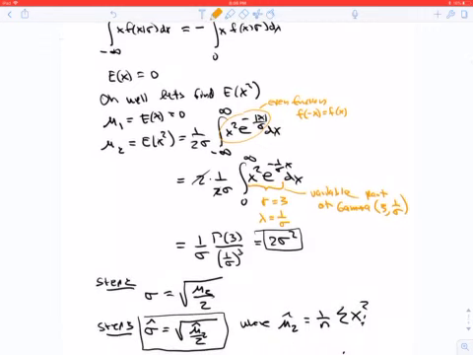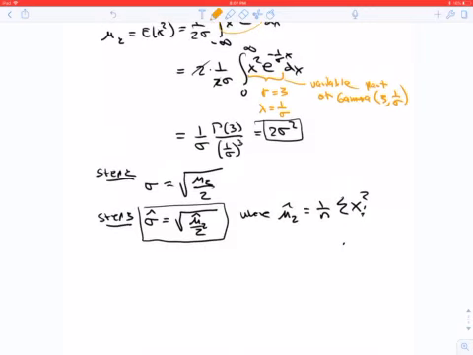Doing this and using the fact that the integrand is the variable part of gamma, 1 over sigma, we find the second moment to be 2 sigma squared. We then write sigma as a function of our second moment, and finally find the method of moments estimator by substituting the sample moment.